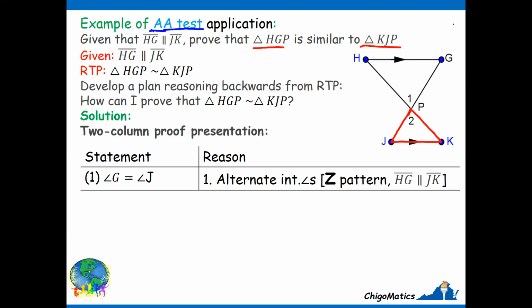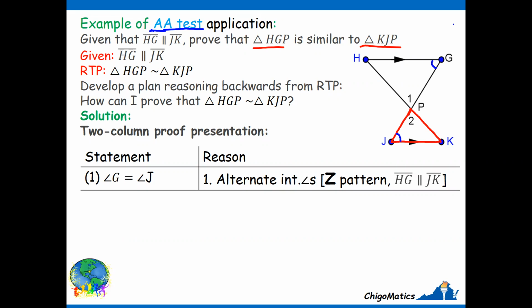So let us present the proof in the two-column setup. In this case, I was quick to notice, and you can still do the same, that angle G and angle J are equal. Why? Because they are Z angles on parallel lines, where HK is the transversal line, right?